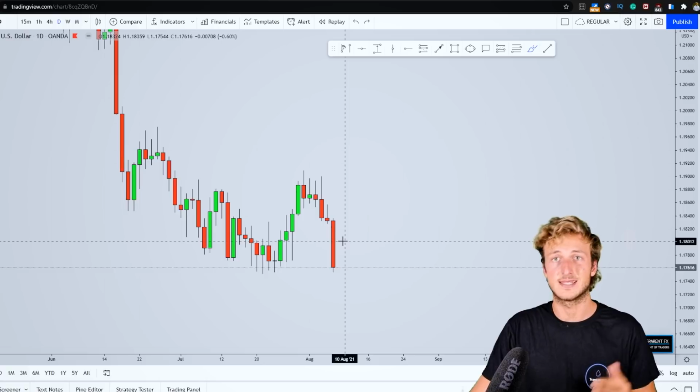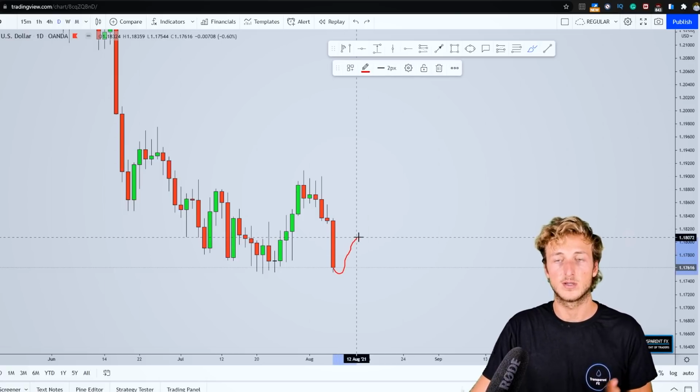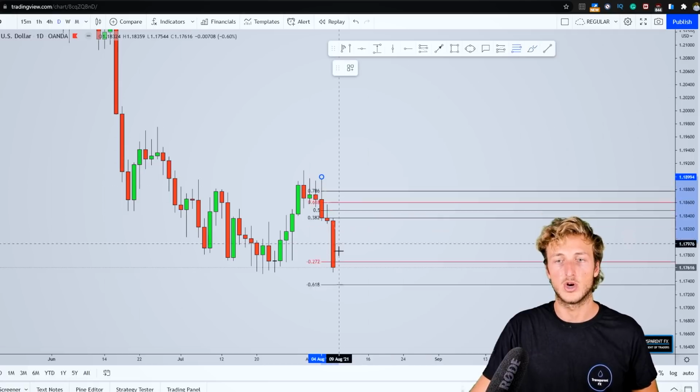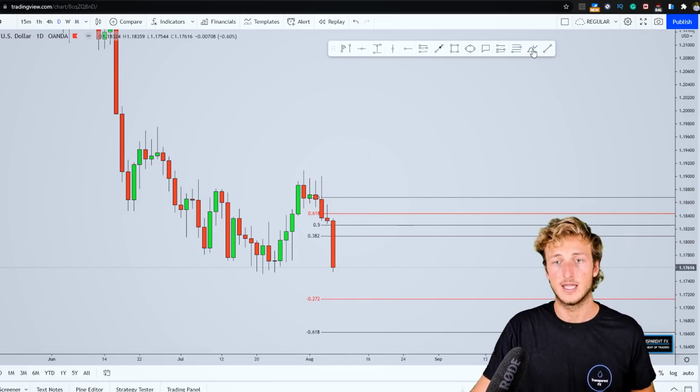But at least as a minimum, you want to see the market provide a retracement to the 0.382 of the Fibonacci taken on the impulse leg. Now in this case, the impulse leg is exactly from this high to this low.